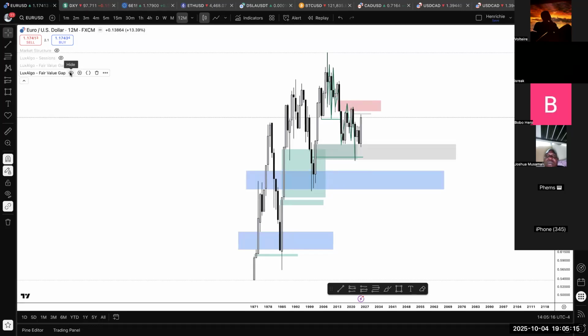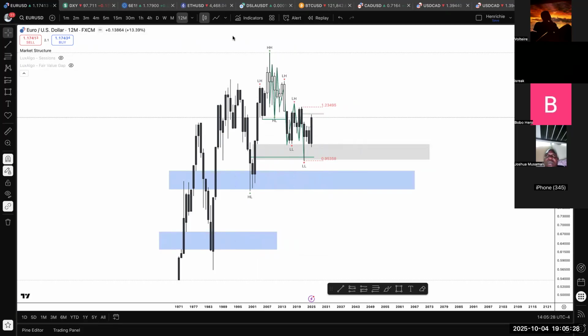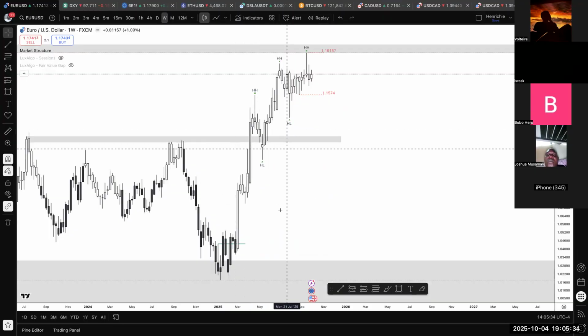I talked about market structure yesterday. Now, if you're struggling with understanding market structure, there's also an indicator that can help you. It's not perfect, but this can actually help you with understanding market structure on the lower time frame. So this is the weekly time frame.